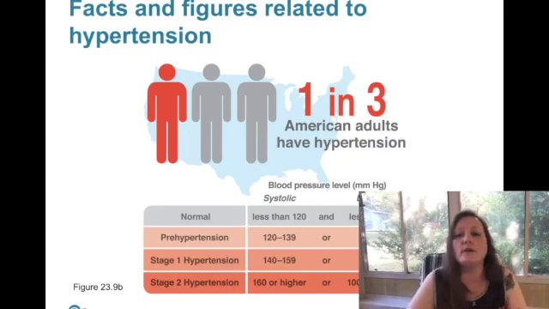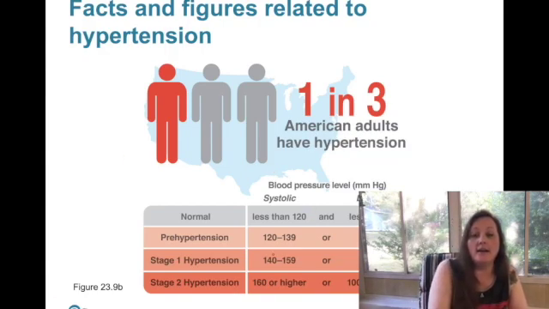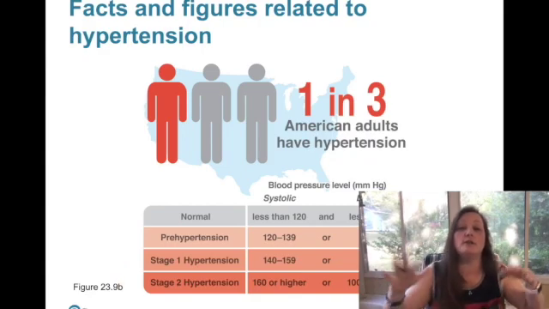Now, 1 in 3 American adults have hypertension. That means a third of the American population have high blood pressure. That's concerning. So, here we go. Pre-hypertension. If you are 120 through 139 on the top number, or the bottom number, you are already considered pre-hypertension. You are supposed to be careful.